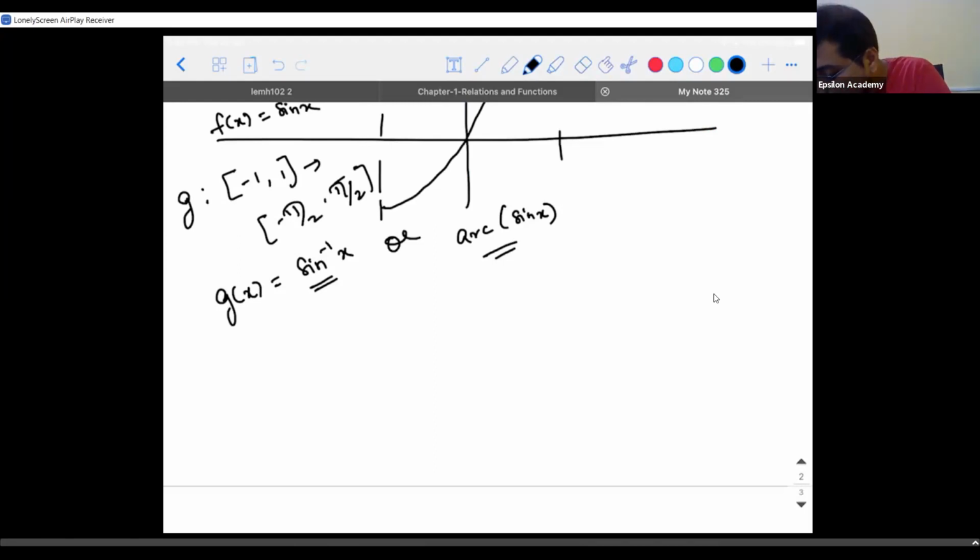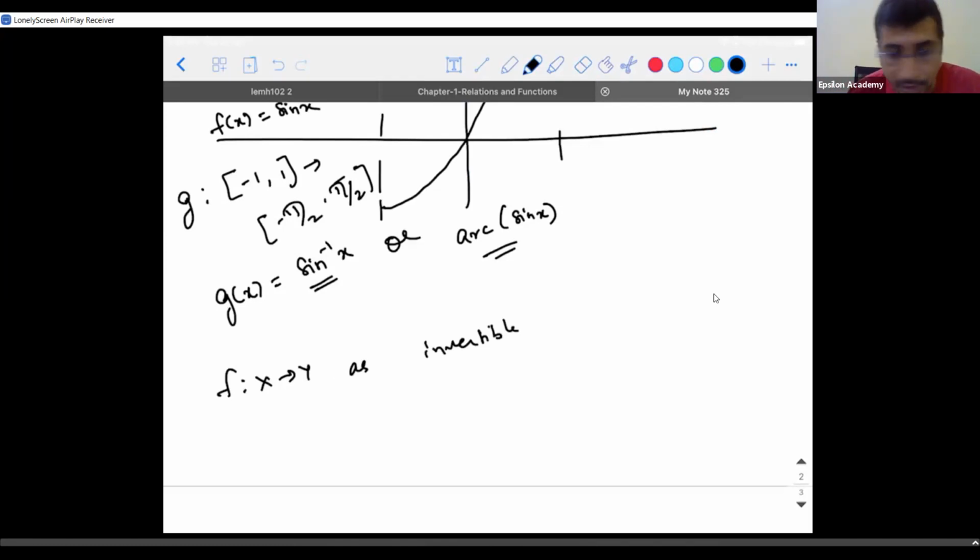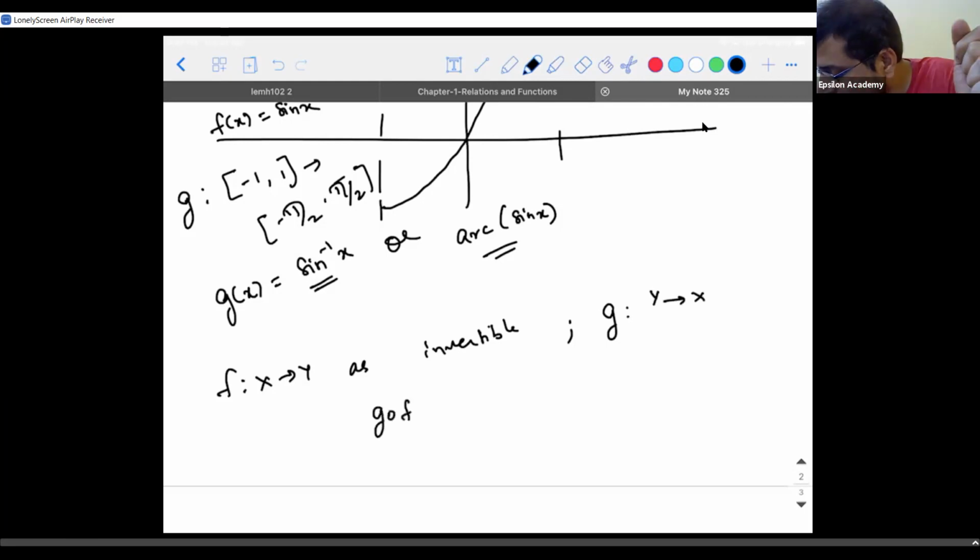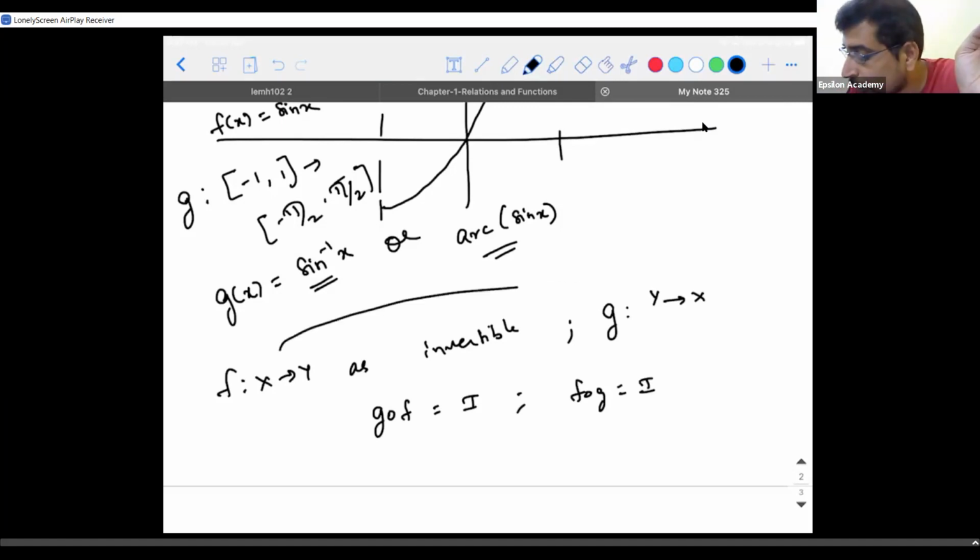See, if f is a function mapped from x to y, if I call it invertible, I'm trying to say it is a one-to-one function and onto function. Then there will exist a function g mapped from where to where? Y to x, sir. g will be a function which is mapped from y to x, correct? Then if g circle f is going to give you an identity function, then f circle g is also going to give you an identity function. Then f and g are said to be the inverse of each other. That is what I try to define.